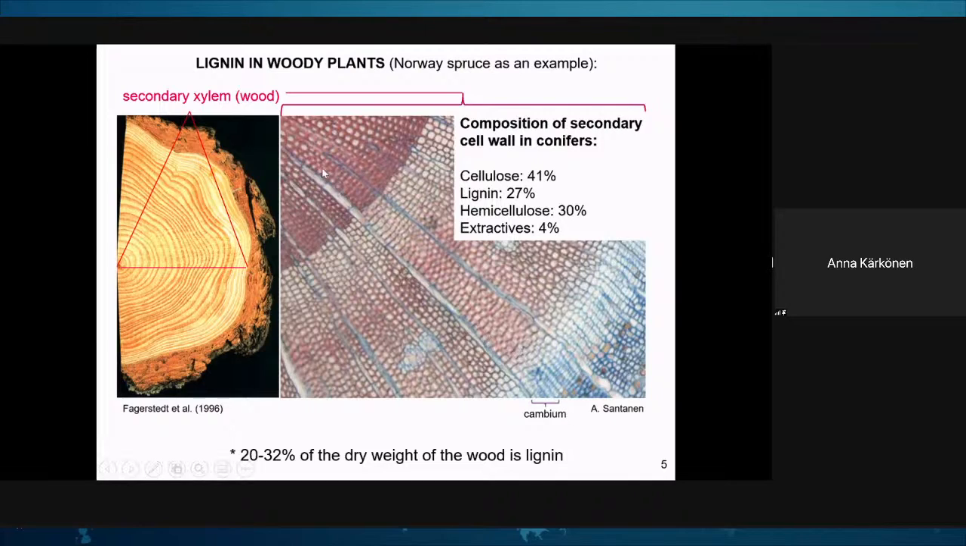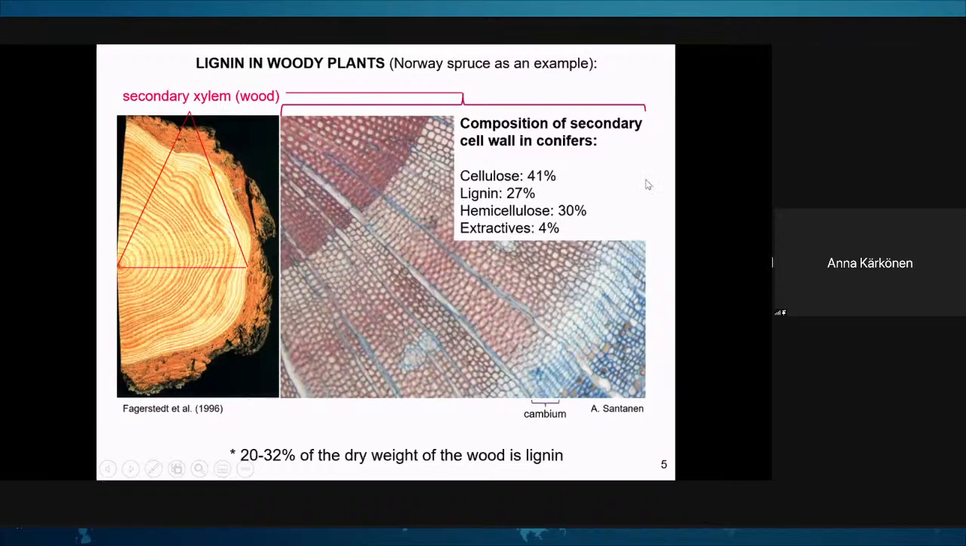Certain cells have blue cell walls, and these are rays. These are for transport in the radial direction. Here is the cambium that locates under the bark in this trunk. The cambium consists of the dividing cells that give rise to xylem, the wood, inwards, and phloem outwards. And you can see that in phloem, most of the cell walls are non-lignified.